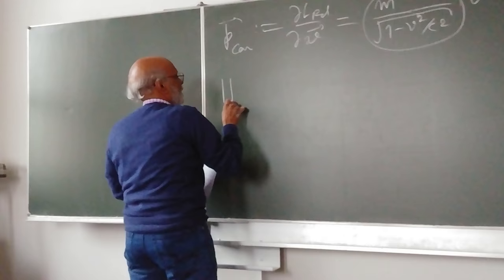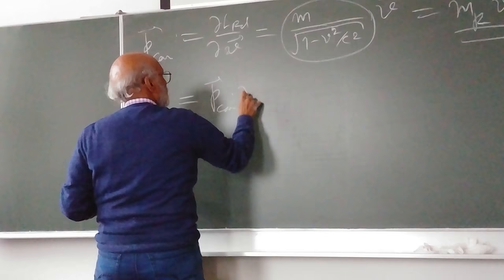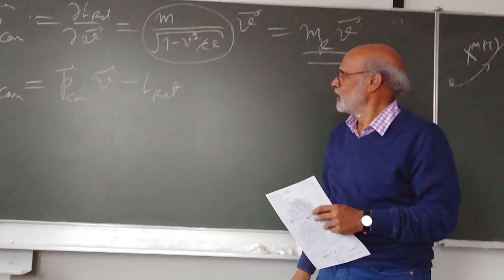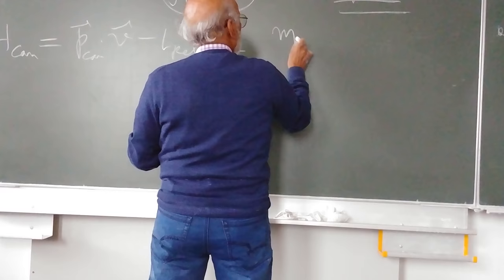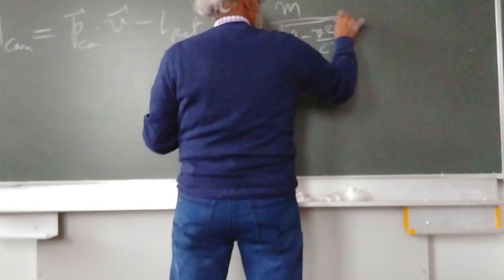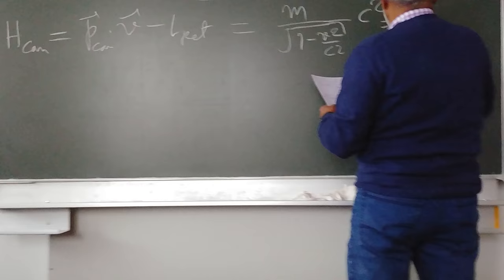This has to be p canonical times velocity minus L, relativistic. So you put the value of this as well as this p canonical from here and you simplify. Let me not take much time on that. And here you will again find m times square root of 1 minus v squared by c squared times c squared. So this is m_r, the relativistic mass, times c squared.